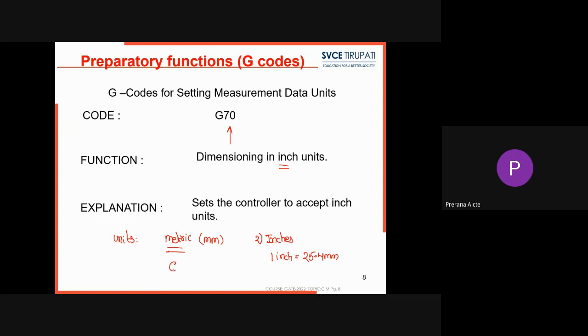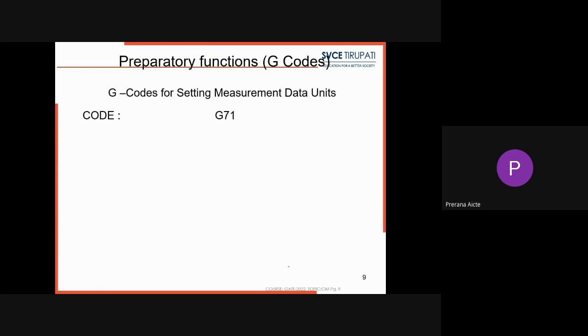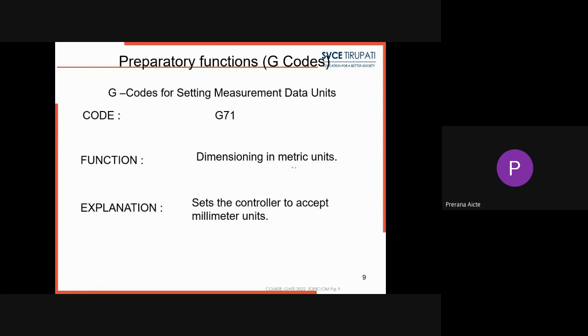If the programming has to be given in inches, I want to use the preparatory code G70. If I want to give the program in metric, I want to use the code G71. G71 is nothing but dimension in metric units, that is nothing but mm.